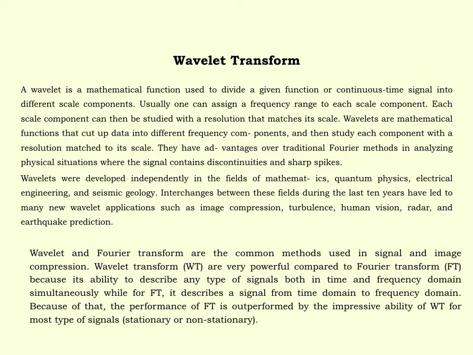Interchanges between these fields during the last 10 years have led to many new wavelet applications such as image compression, turbulence, human vision, radar, and earthquake prediction. Wavelet and Fourier transforms are the common methods used in signal and image compression. The wavelet transform is very powerful compared to the Fourier transform because of its ability to describe any type of signal in both time and frequency domain simultaneously, while the FT describes a signal from the time domain to the frequency domain.